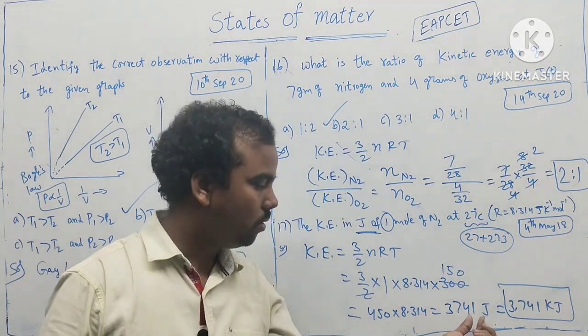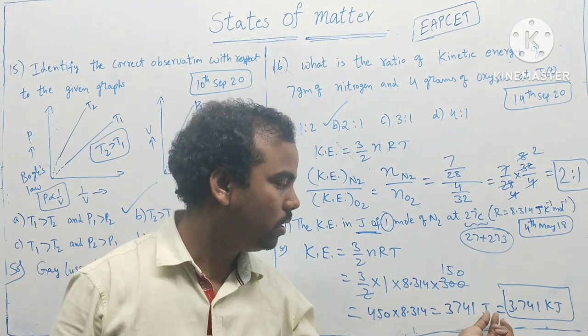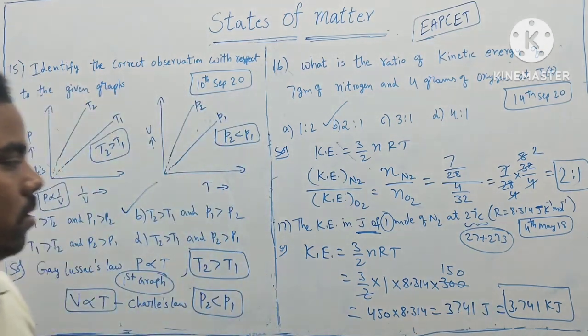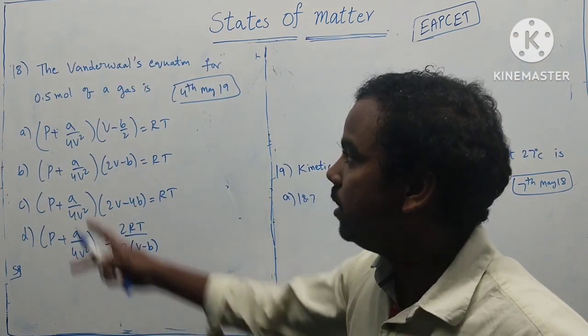If the answer is in joules, 3741. If the answer is in kilojoules, 3.741, because 1000 joules is equal to 1 kilojoule. Okay, not this. See the next question.